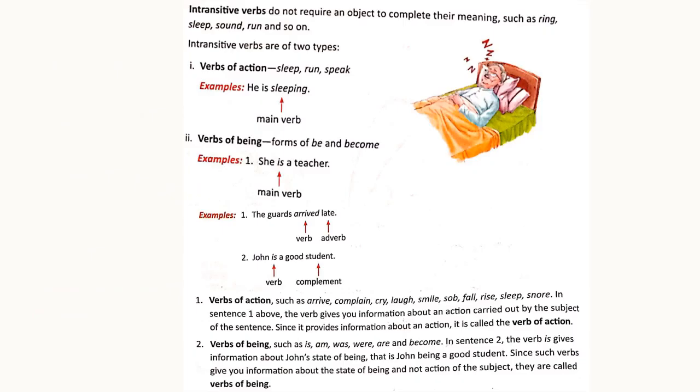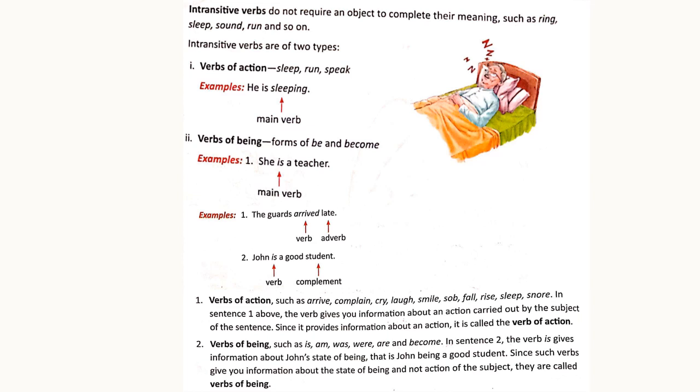Intransitive verbs do not require an object to complete its meaning. Now, intransitive verbs are of two types, verb of action and verb of being. Verb of action gives us information about an action carried by the subject. For example, he is sleeping. He is, what work is he doing? Sleeping. So sleeping here is main verb and it's verb of action.